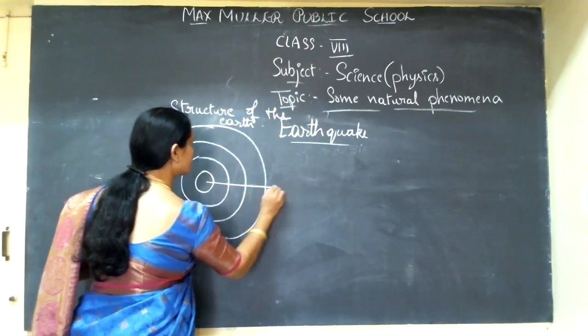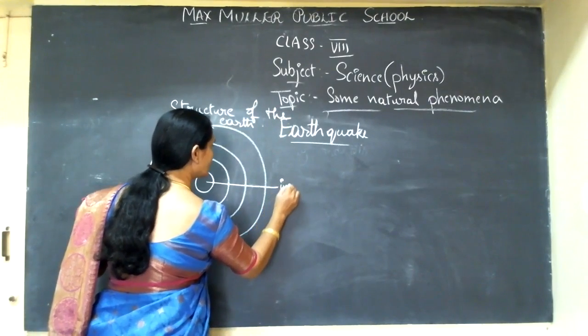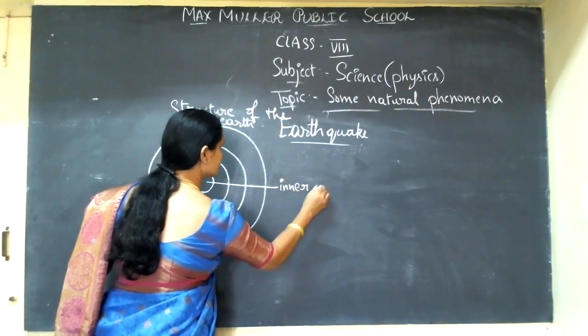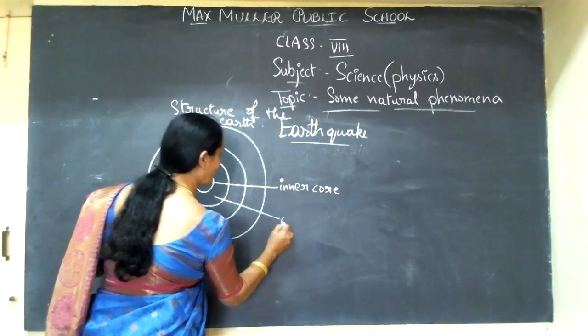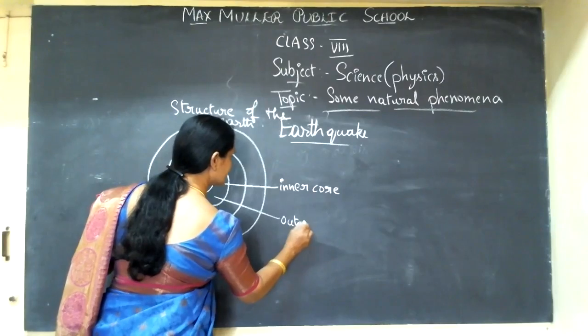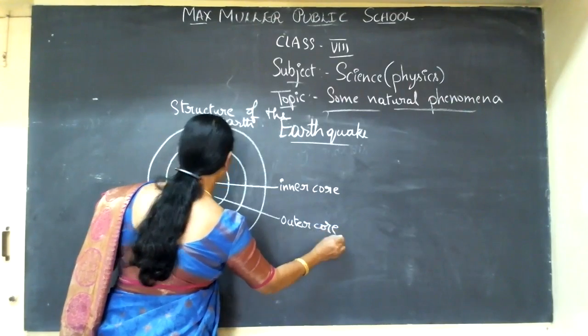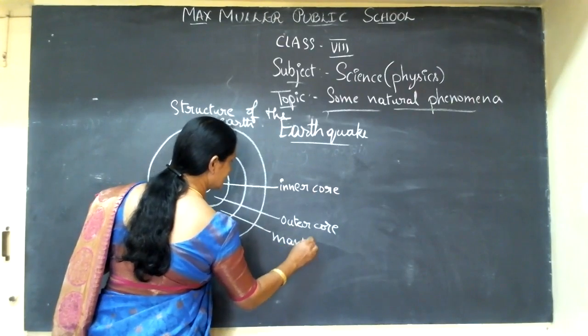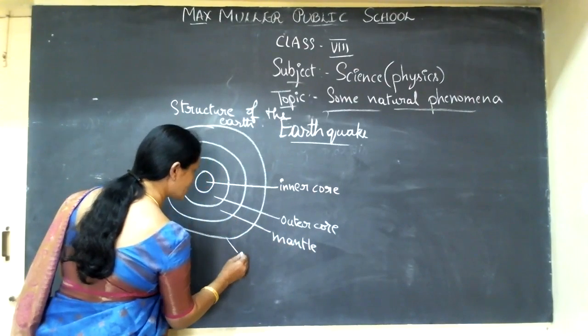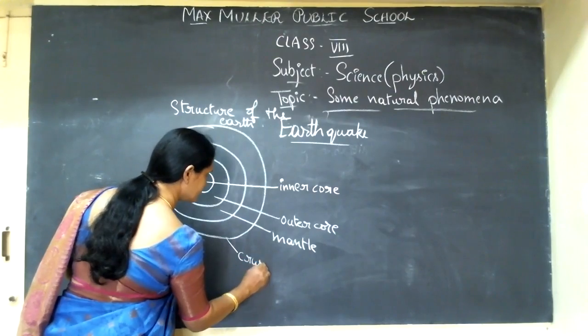The innermost is called the inner core. Next is the outer core. Then this is the mantle. And the outermost layer is called the crust.